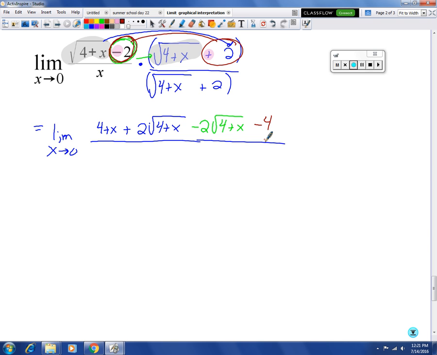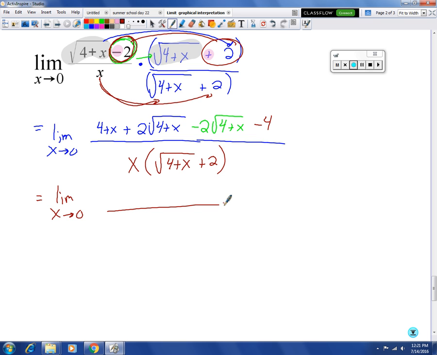Now, another key thing: don't try to multiply out the denominator. The key part is, don't actually multiply this x times that radical and that x times that 2. Just leave them as multiplied factors. So I'm going to write an x and put this right here in parentheses. I don't want to bother multiplying that. So next step. A lot of writing, but there really are not that many steps. All right, let's simplify the numerator.